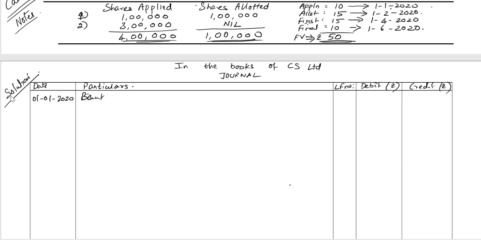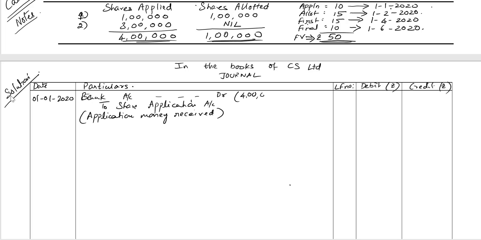Bank account debit, to share application account, for the application money received. Number of shares applied, 4 lakh shares, multiplied by application money of 10 rupees per share. So we have 40 lakh rupees.